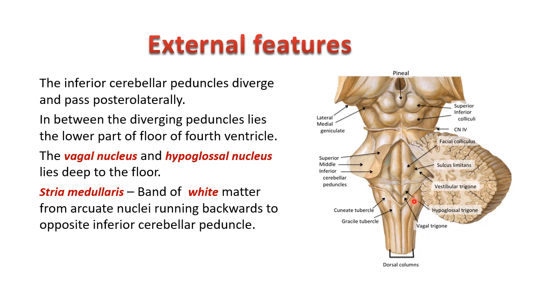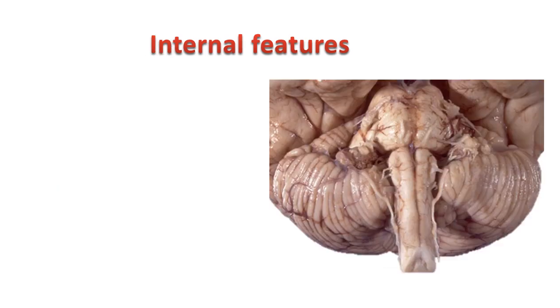it is rhomboid in shape. And the rhomboid is actually a combination of two triangles. The lower triangle is mainly formed by the medulla, which consists of the hypoglossal trigone and vagal trigone. Other features we will be discussing again in the floor of the fourth ventricle. When we discuss the fourth ventricle, we will discuss these floor features in detail.